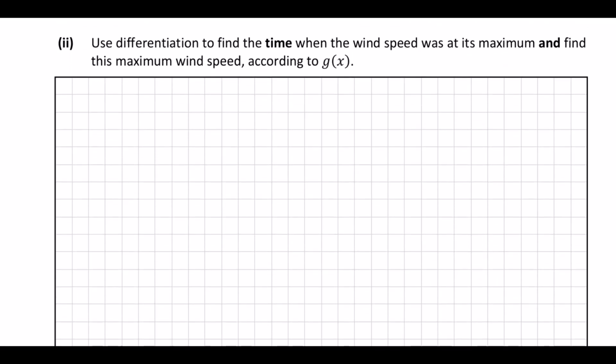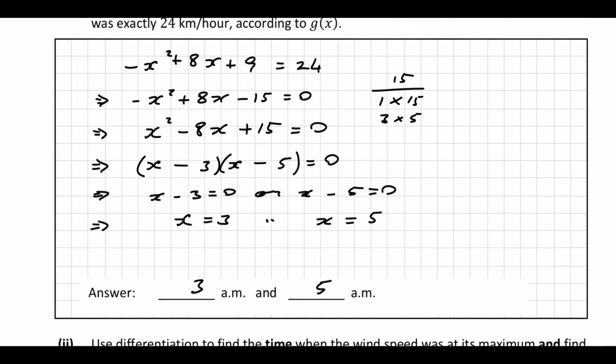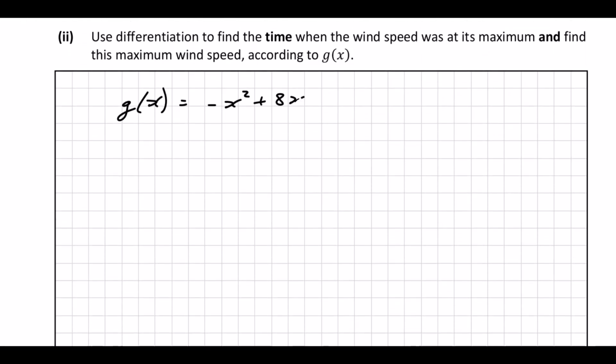It says use differentiation to find the time when the wind speed was at its maximum and find this maximum speed according to g of x. So to find a maximum or a minimum, what we need to do is differentiate the function. The function was g of x, and it was minus x squared plus 8x plus 9. So we need to differentiate this in order to find a maximum in this particular case.